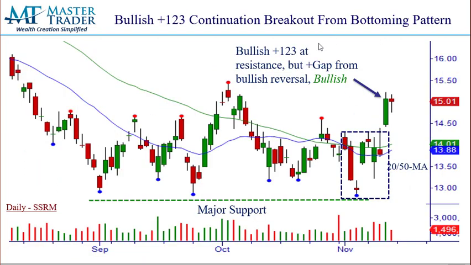SSRM, a little gold or silver stock rather. So we got major support here, another multi-month bottoming pattern. But what I marked off here was this is bullish price action on major support. This was a closing new low. This gapped up. This is what we called a bullish island reversal.